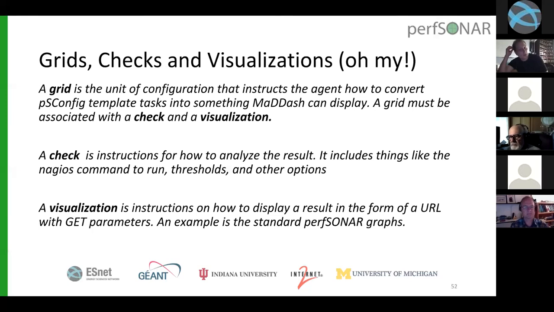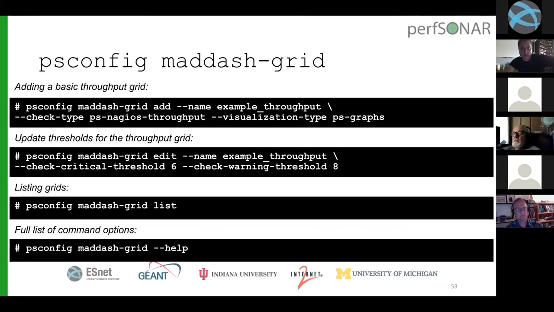And then in mad dash you can also click on a box, right, and get a graph. So that's where this visualization piece comes in, right? So basically instructions on how to build a URL that gets the visualization, the graph you want, when you see a particular type of task. Hopefully the terminology makes it seem more complicated than it is.